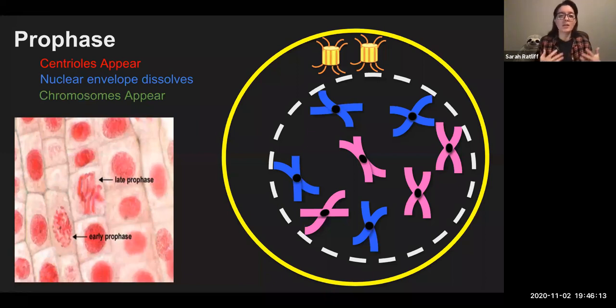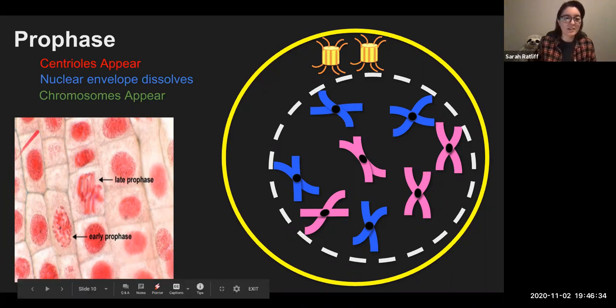Chromosomes. If you remember in our interphase, our DNA was all squiggly and just chilling, like noodles essentially. Chromosomes are that genetic information, that DNA, but it's spun around and wrapped up really, really tightly coiled into these sort of X-looking things called chromosomes.